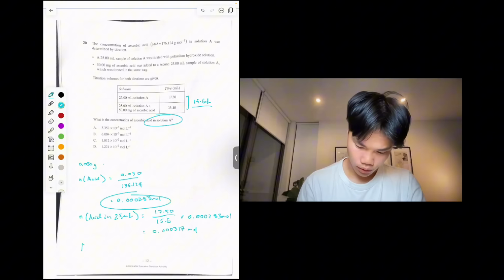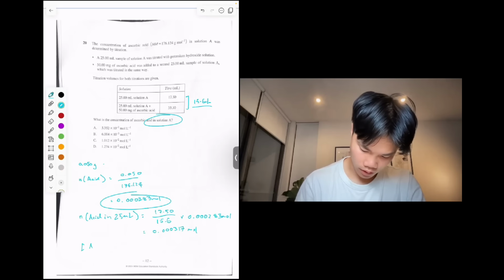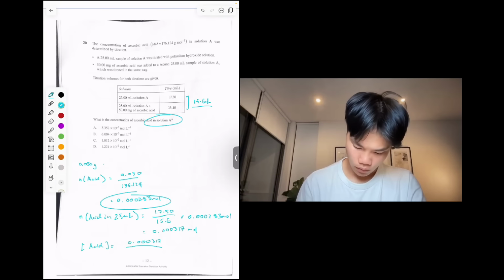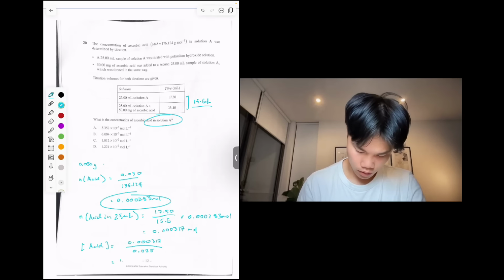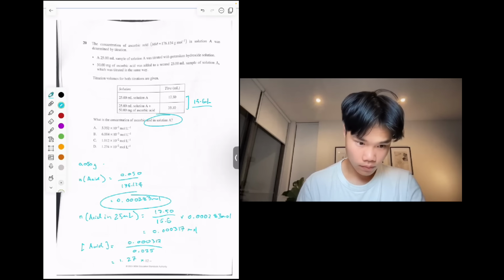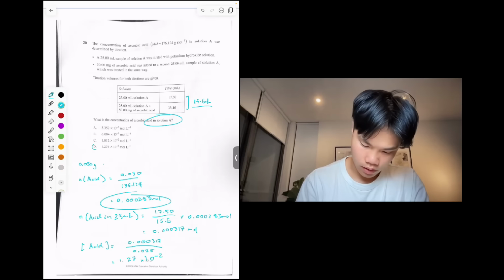moles. And therefore the concentration of acid is equal to 0.000317 divided by volume 0.025, which gives 1.27 thereabouts, times 10 to the negative 2. And that gives me D as my answer.